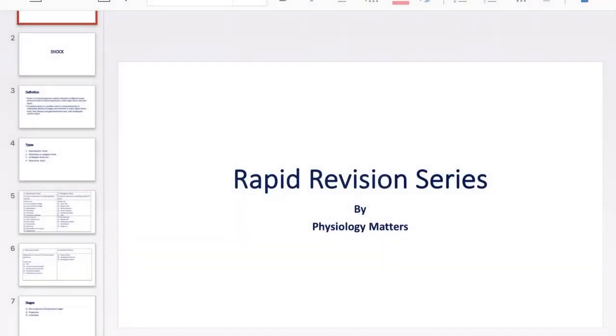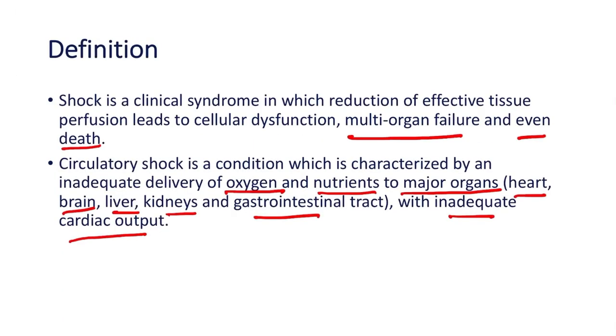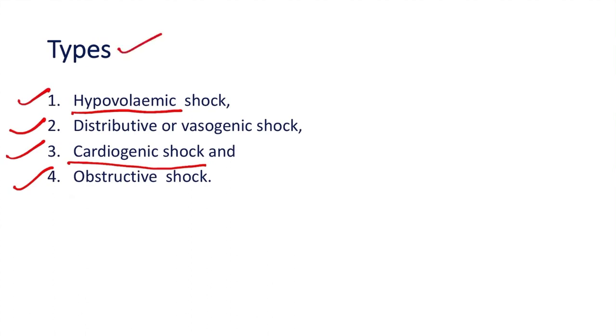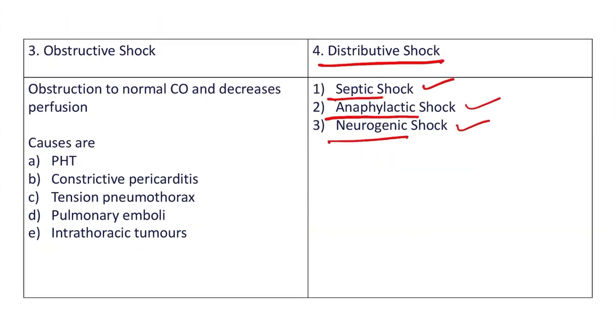So during your exams, the main questions are: number 1, definition; number 2, classify or state the types of shock. Then you have to describe either type of shock. Most of the time it is hypovolemic shock, so you have to describe what is hypovolemic shock, causes and clinical features. Then cardiogenic shock can also be asked, what is cardiogenic shock, causes and clinical features. Then obstructive and distributive, you should know about them. Septic shock, anaphylactic shock, neurogenic shock, you should know a little bit about them.